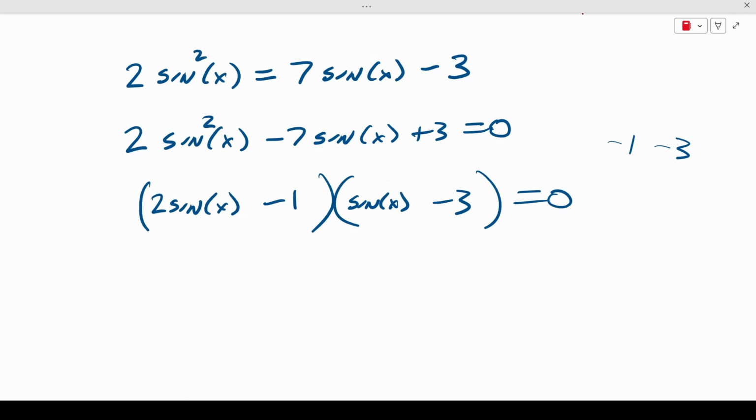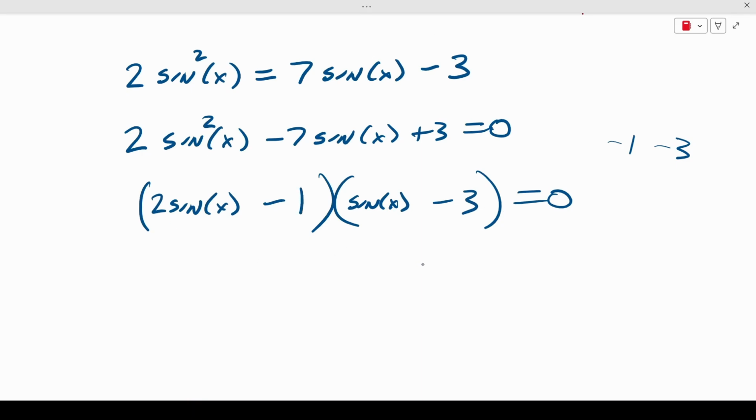That's it. If I put them in the wrong order, if I put a minus 3 here and a minus 1 there, I just catch it when I multiply through, because I'd have minus 3 sine x minus 2 sine x. That's minus 5. It doesn't make the 7. So that's it. If you weren't comfortable doing it this way, you could do it another way, right?